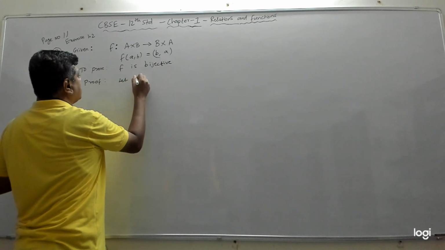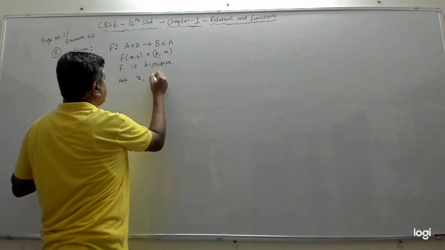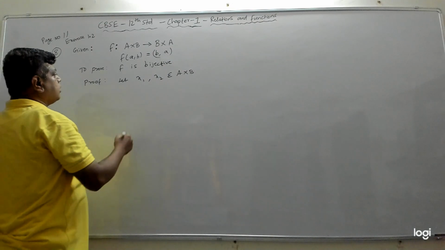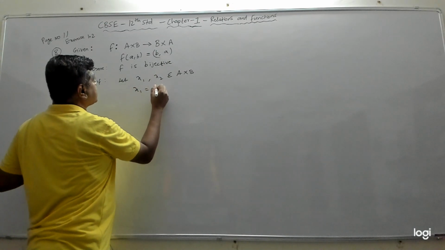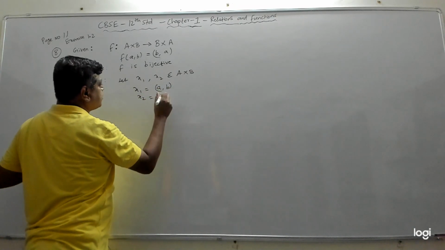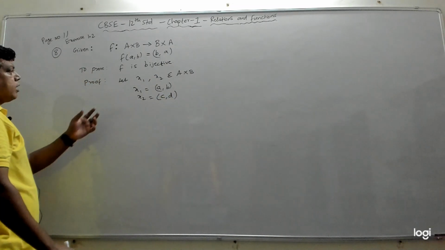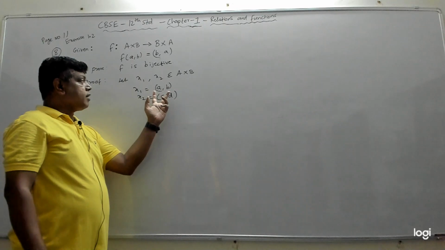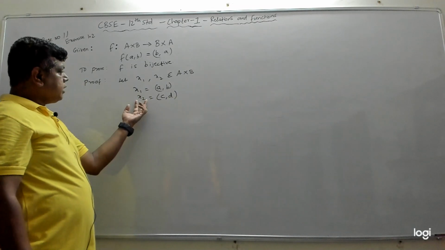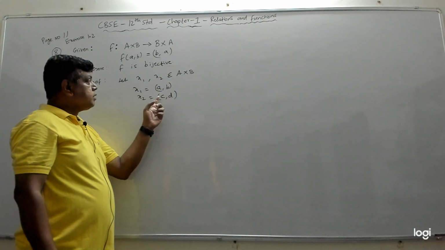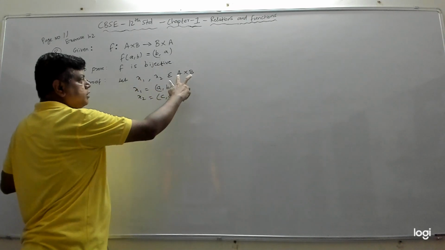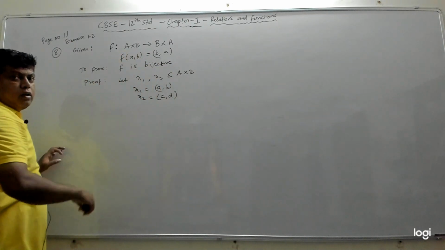We'll say let x1, x2 belong to the set A cross B. Then x1 will be something like (a, b), and x2 will be (c, d). Because every element in A cross B is an ordered pair (a, b), where the first element comes from set A, the second element b comes from set B. Similarly, x2 is another element from A cross B, where c belongs to A and d belongs to B. So we have taken two elements, and each element is an ordered pair because it is coming from the set A cross B, and that is the domain of the given function.